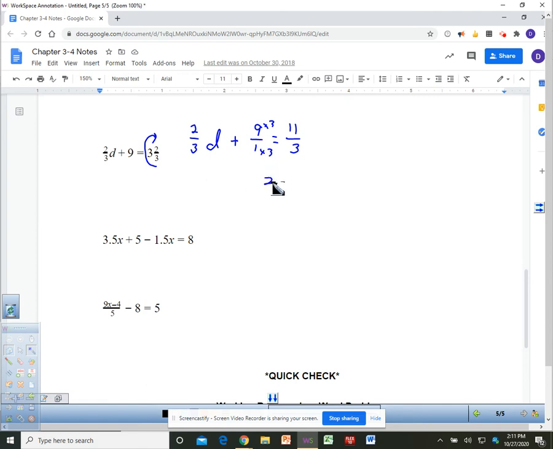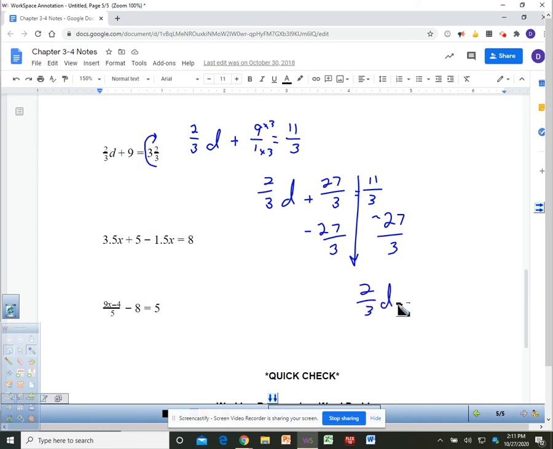So 2/3 d plus 27/3 equals 11/3. Now that everything has a common denominator, it's going to be a lot of work that we don't have to do. We just made things a lot easier for ourselves by doing the work ahead of time. So I'm going to minus 27/3. And I have 2/3 d equals negative 16/3.